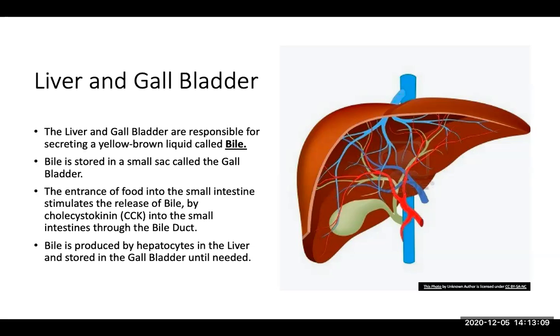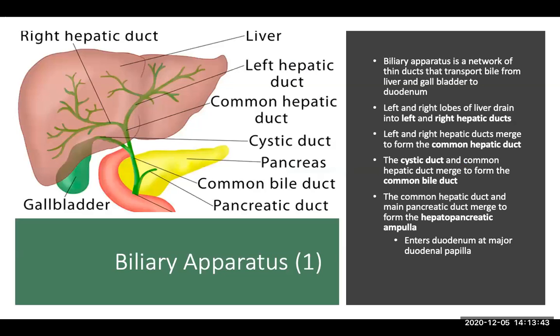Bile is stored in a small sac called the gallbladder, and the entrance of food into the small intestine stimulates the release of bile by CCK, cholecystokinin, into the small intestine through the bile duct. Bile is produced by hepatocytes in the liver and stored in the gallbladder until needed. So hepatocytes just create the bile, and the gallbladder concentrates and stores the bile. People can live without their gallbladder if they get gallstones. Some will get their gallbladders removed because their liver continues to secrete the bile.